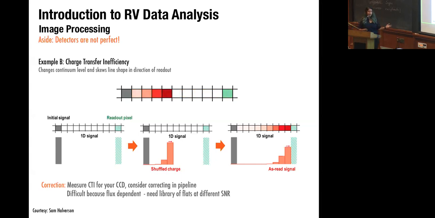The plan is to try to correct for this, but what really makes it complicated is it's flux dependent. So depending on the amount of energy that's in a pixel, how much gets left behind is determined. So this is a complex problem as well. Not something you can easily model out.